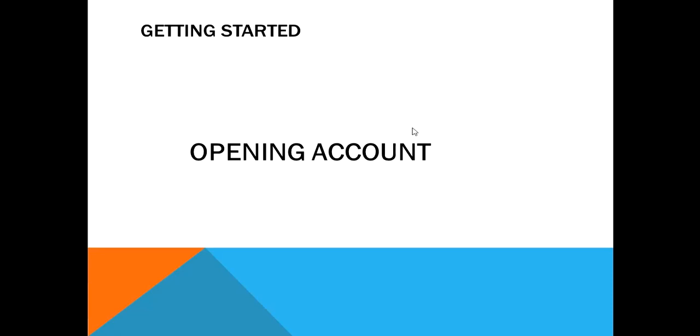Getting started, the first thing to start is to open an account. Remember, on Amazon we have three types of account. Number one, you can open an account as a customer, for you to buy products. A customer account is not a seller account, yet you can migrate your customer account into the Seller Central account.